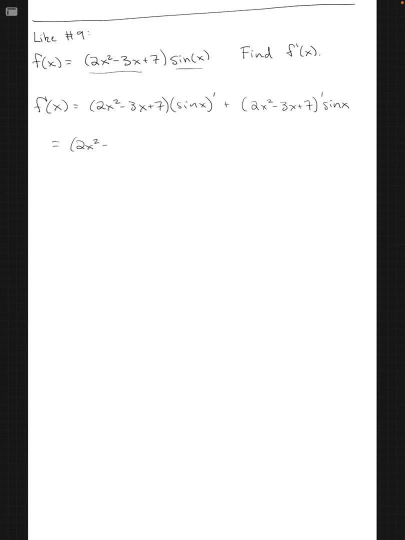So the derivative of the second, this guy here, is cosine of x. This one here is just going to be a polynomial. We're going to use the power rule a lot. So we get 4x minus 3. By a lot, I mean twice. And then times sine of x.